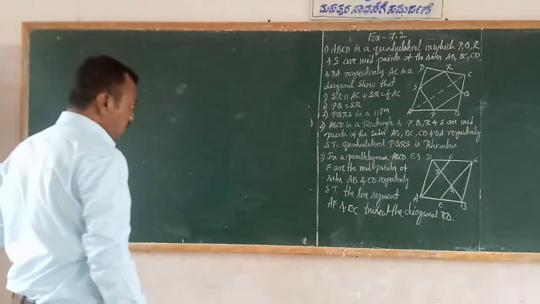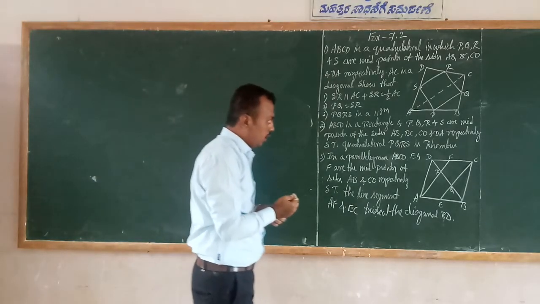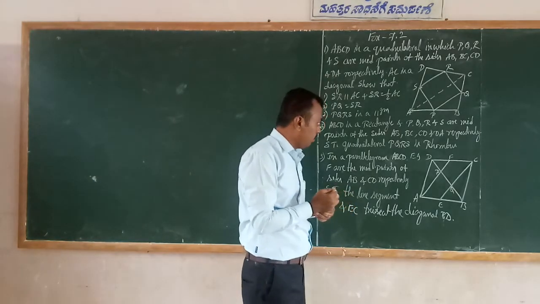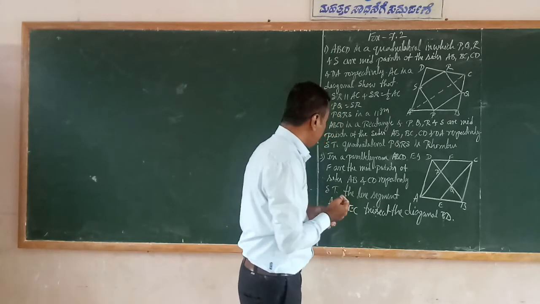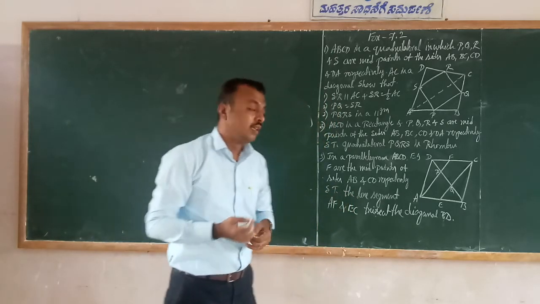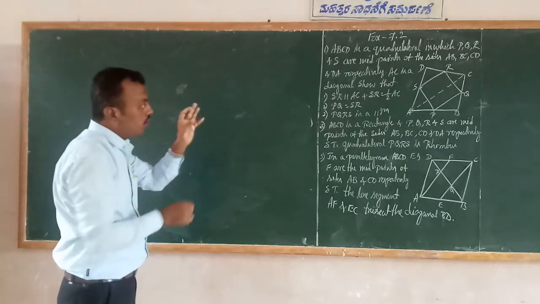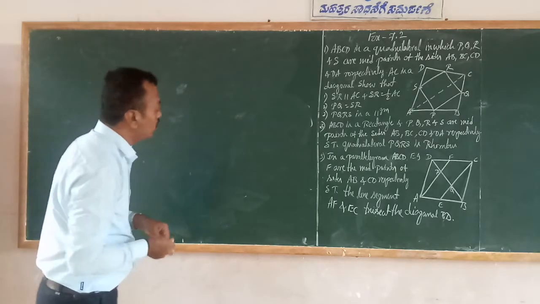So ABCD is a rectangle and P, Q, R and S are the midpoints of the sides AB, BC, CD and DA respectively. Show that quadrilateral PQRS is a rhombus. See, very simple. It is like the first question, as in the third question there. So I will show now.